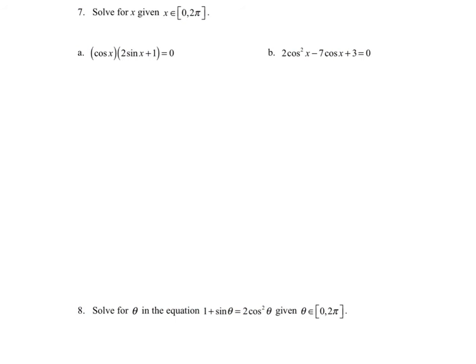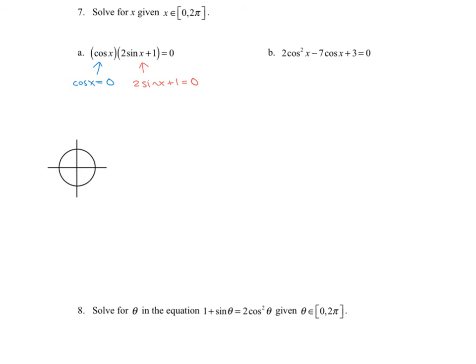Here are some more examples of solving trig equations that are quadratic in nature, and we're going to be using factoring and the zero product property. This first example is already in factored form, so using the zero product property, I can set this first factor equal to 0, cosine x equals 0, or the second part could equal 0, 2 sine x plus 1 equals 0. And I'm going to solve both of these equations to find my answers.